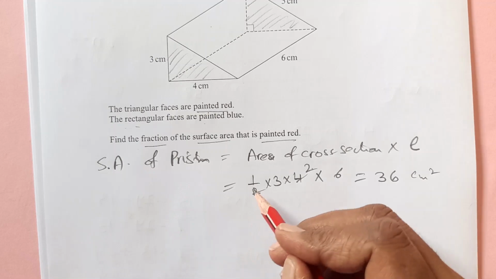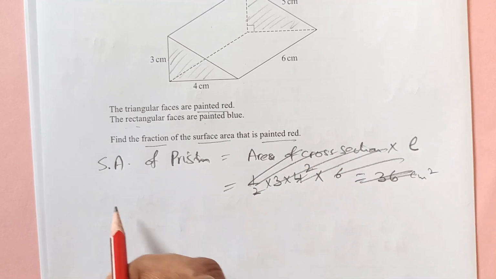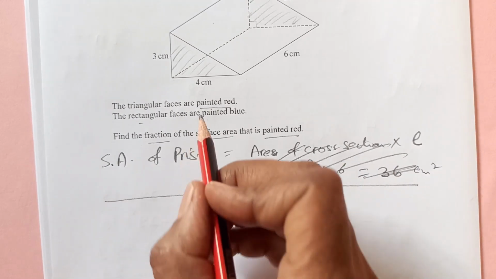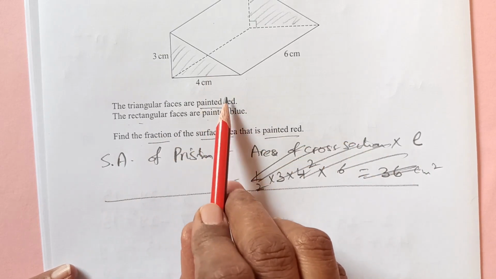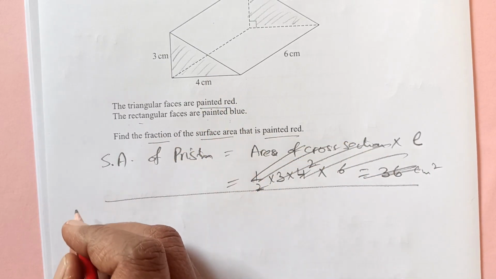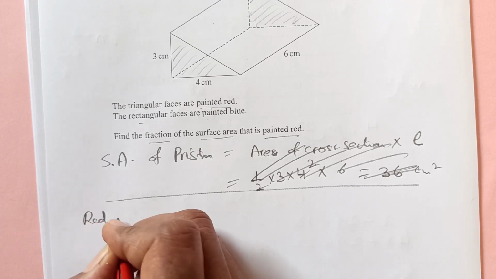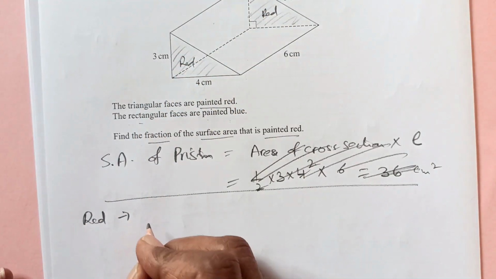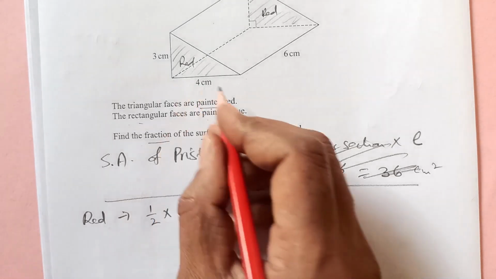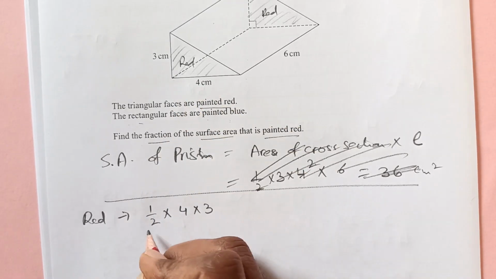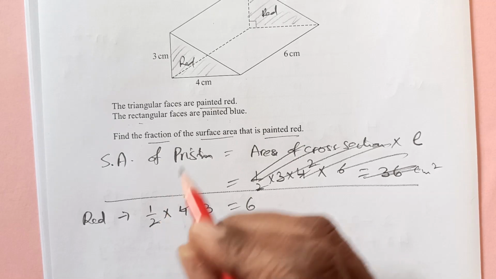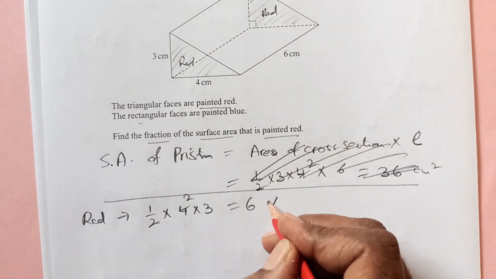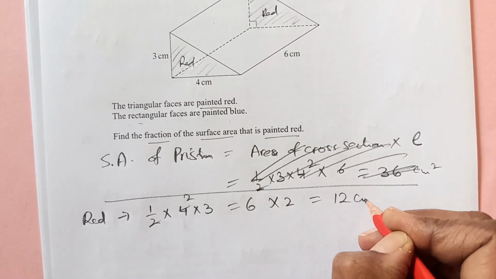Sorry guys, I think we should take it the other way. Let me start it again because we have two different colors. So red area, this is red, right? This is red, this is red. So that is half times base. Base is 4 times height is 3. So 2 times 3 is 6. So we have two red faces. So total red area will be 12 centimeters square.